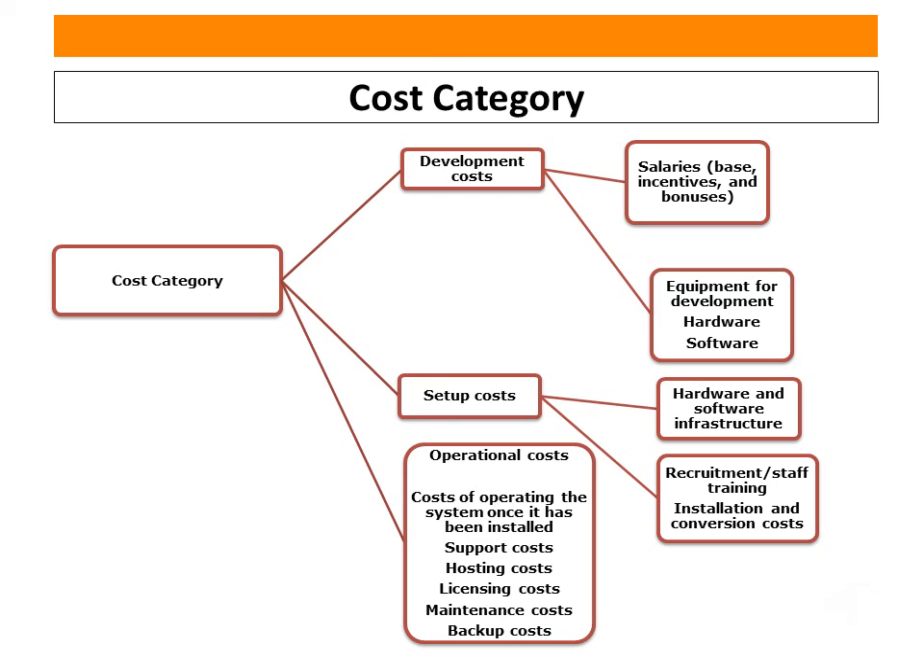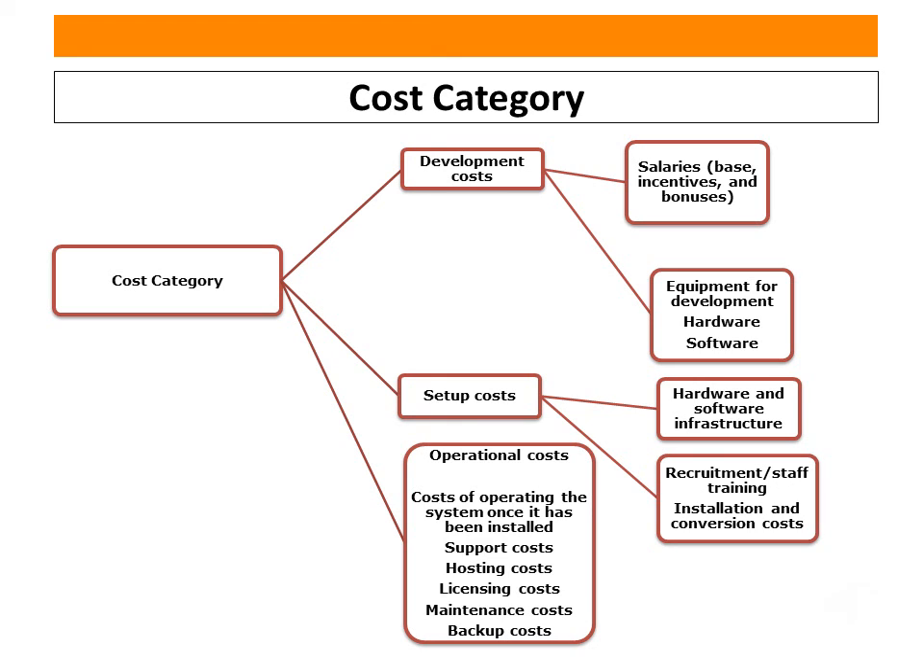Number one is salaries, which is based upon the base pay, incentives and bonuses given to the developer, and the other is equipment for development. If we are talking about equipment, then in the IT industry we have only two kinds: number one is hardware and the other one is software. So these are the two significant factors which give us the development cost.